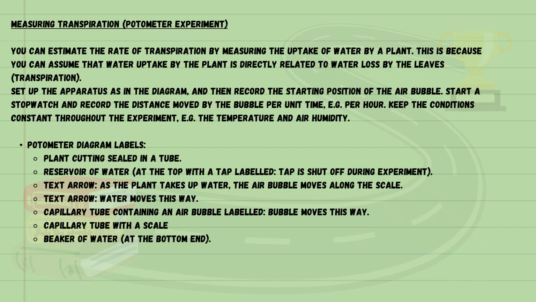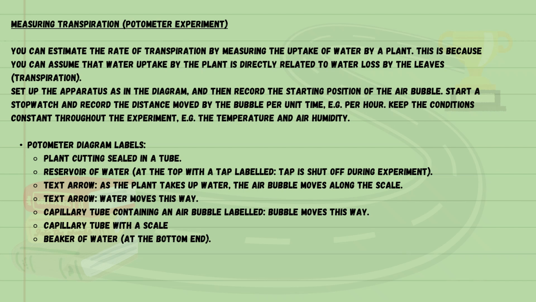Measuring transpiration: potometer experiment. You can estimate the rate of transpiration by measuring the uptake of water by a plant. This is because you can assume that water uptake by the plant is directly related to water loss by the leaves. Set up the apparatus as in the diagram and then record the starting position of the air bubble.